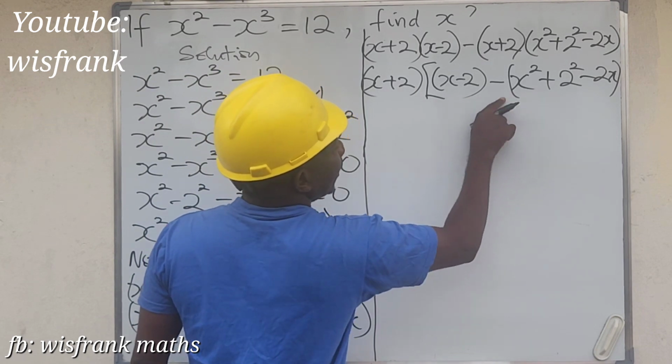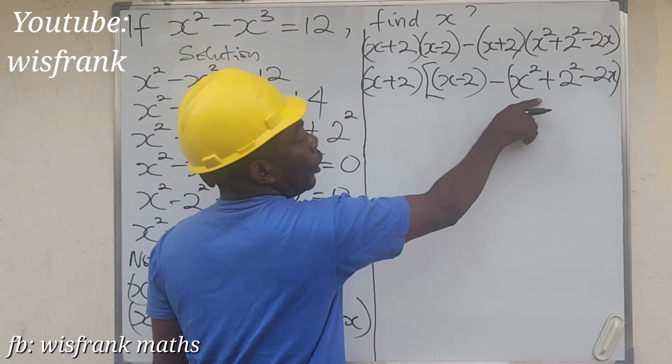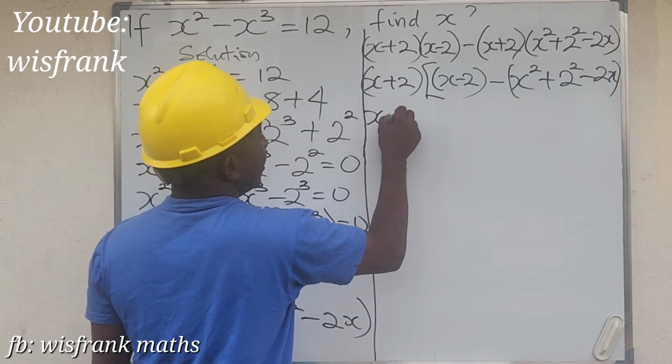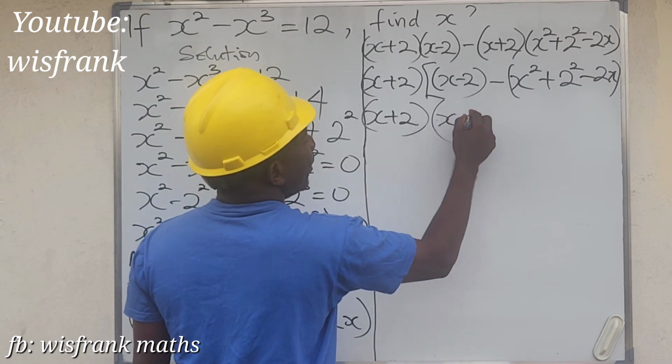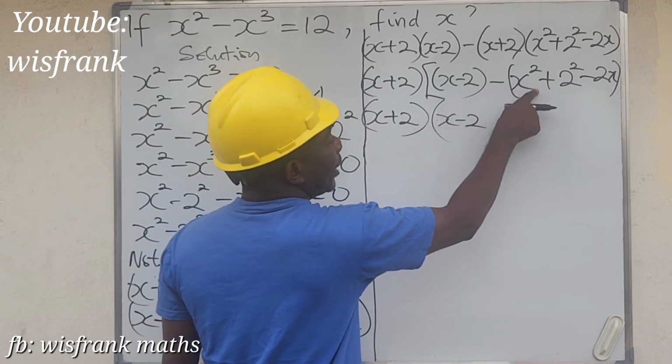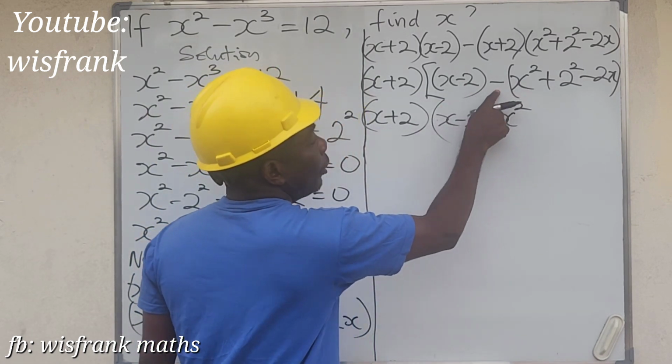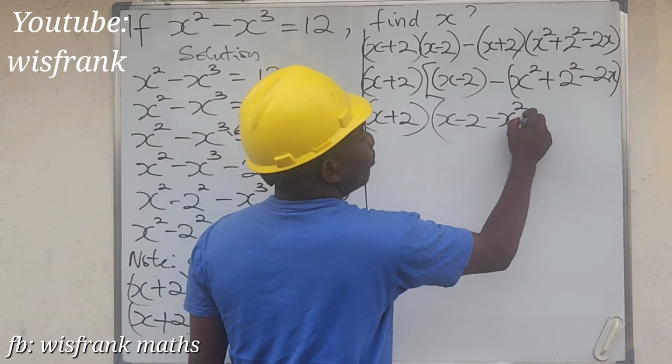Here we can open this bracket by multiplying minus to the whole of this. Here will become x plus 2 into x minus 2. We have minus times x squared, we have minus x squared. We have minus times 2 to the power of 2, we have minus 4.